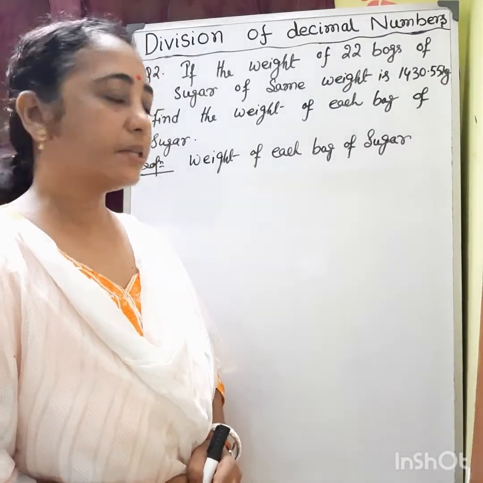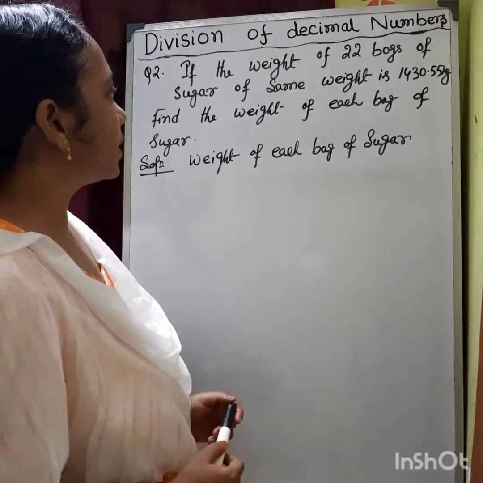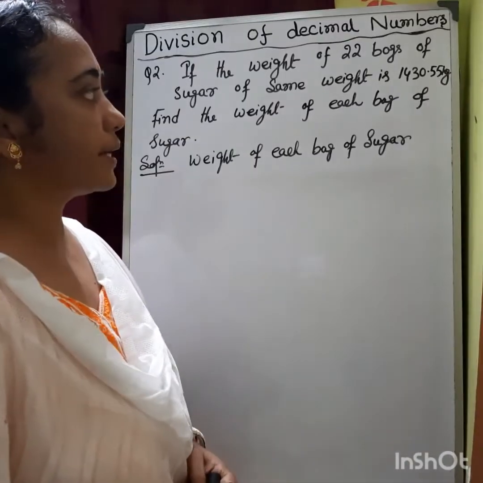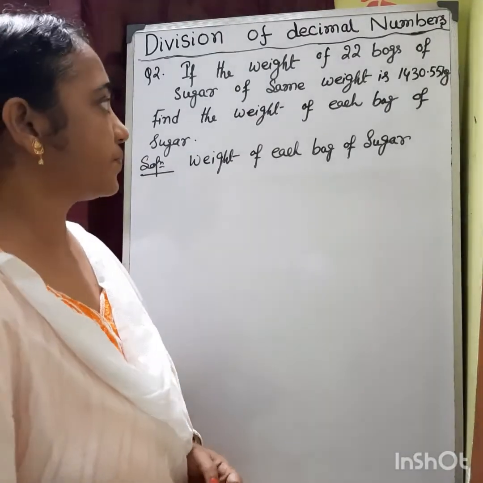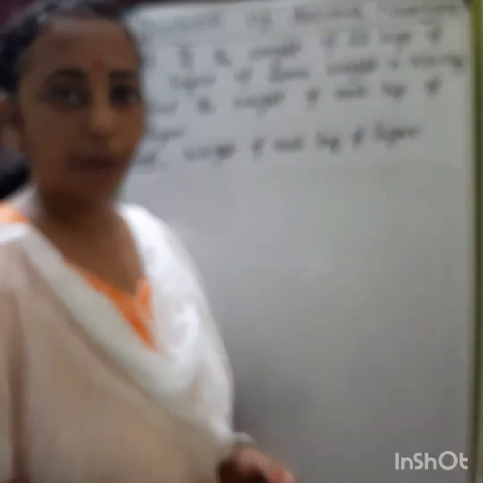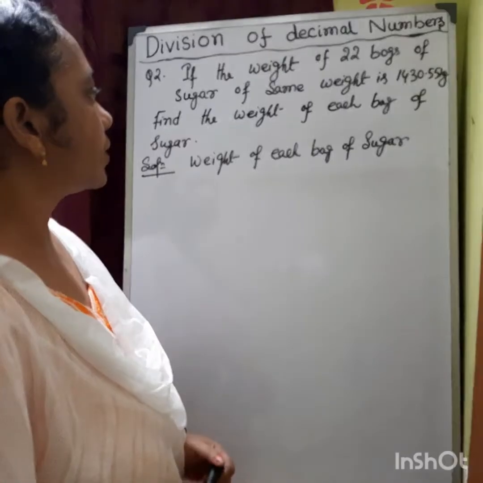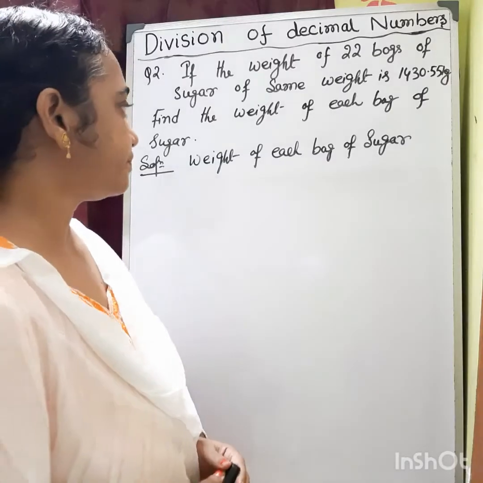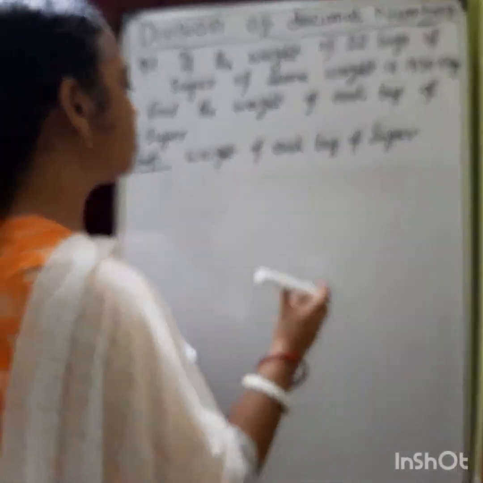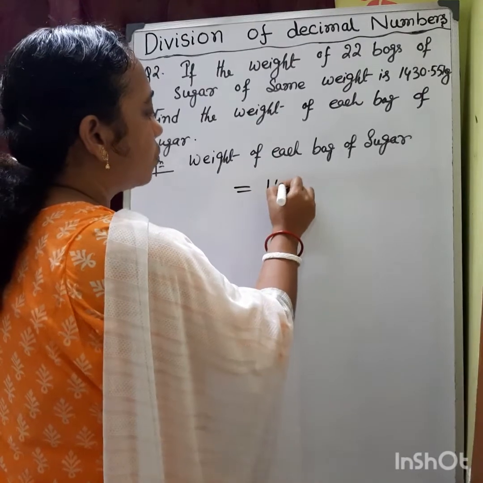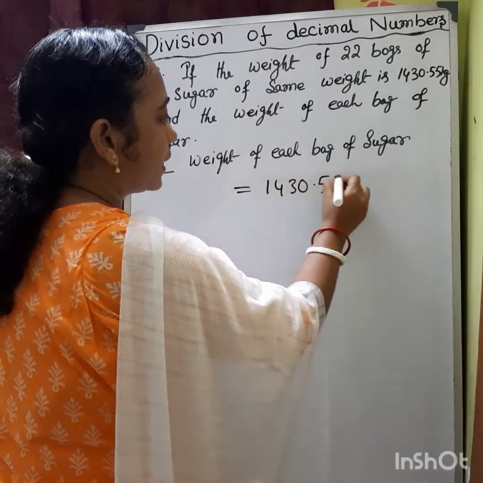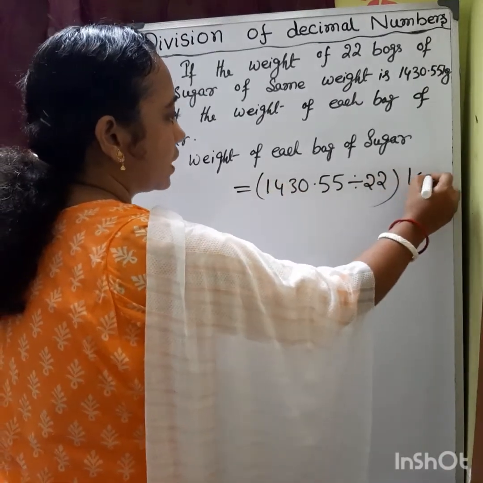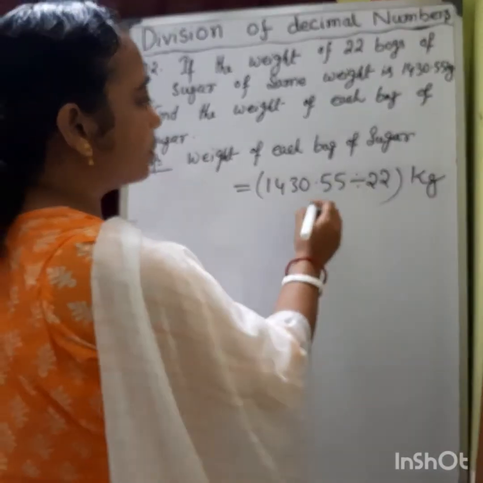Now let us do another question: if the weight of 22 bags of sugar of the same weight is 1430.55 kg. This is the weight of the total 22 bags of sugar. Now find the weight of each bag of sugar, all having the same weight. So the weight of each bag of sugar will be equal to 1430.55 divided by 22 kg.